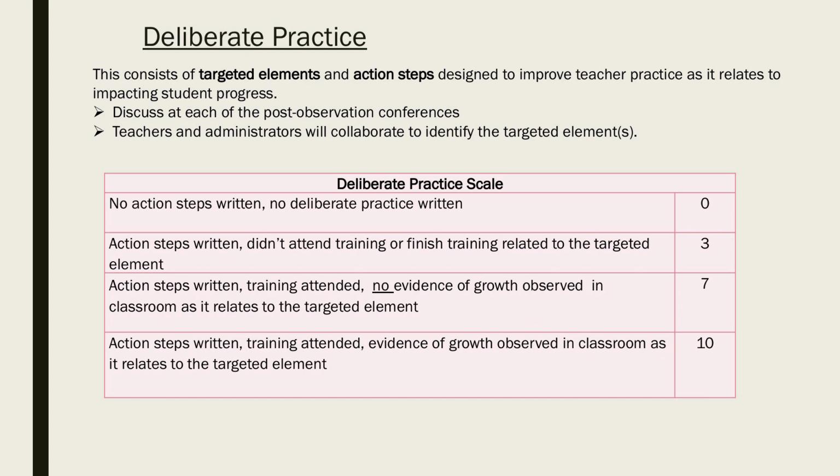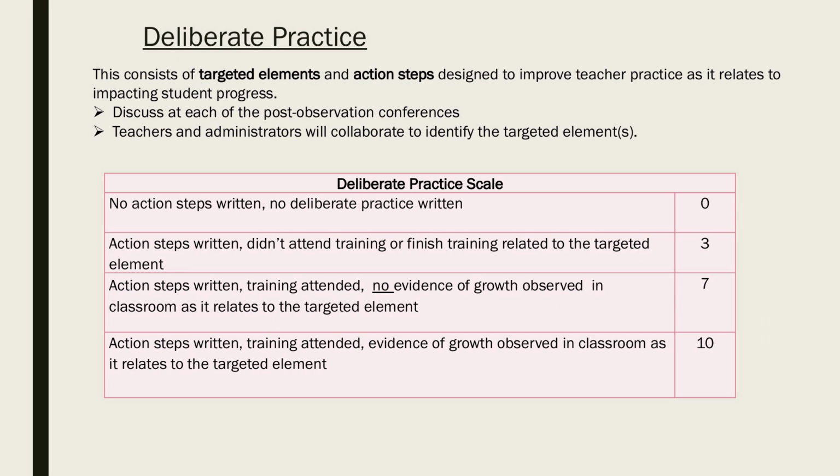At the conclusion of the implementation of the deliberate practice plan, the administrator will assign a rating based on the scale. A score of 0 or unsatisfactory will be given if the staff member did not write a deliberate practice plan. A score of 3 or developing needs improvement will be given if action steps are written, but training was not attended or finished related to the targeted element.